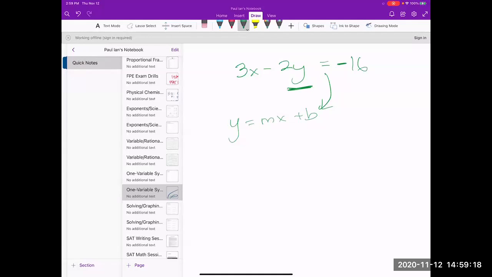It's the very first thing you should do. For this one, what would you do? So like the 3x right here. Yeah, you have to move it to the right, right? Yeah. So you minus 3x and then minus 3x, right? Yeah. And then what does that give me? -2y equals -16 minus 3x. Okay. So -16 minus 3x.